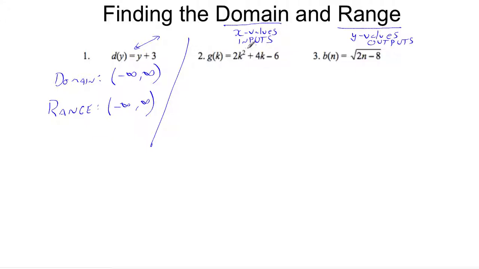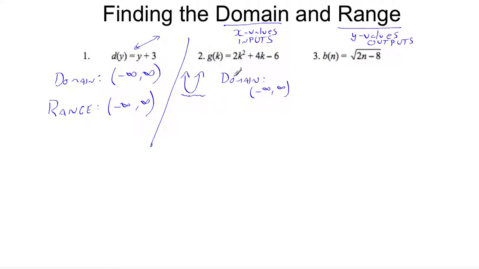Now here, hopefully we can see that this is a parabola because it has a degree 2. It's a quadratic, which means it's a parabola. So the graph's going to look like this. Domain, what could the input be? Well, it could be anything to the right, to the left. So again, the domain is going to be negative infinity to positive infinity. There's no value of k that you cannot plug into this function. You can plug in anything you want.